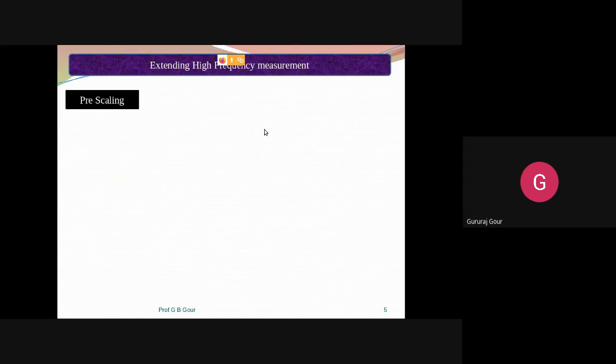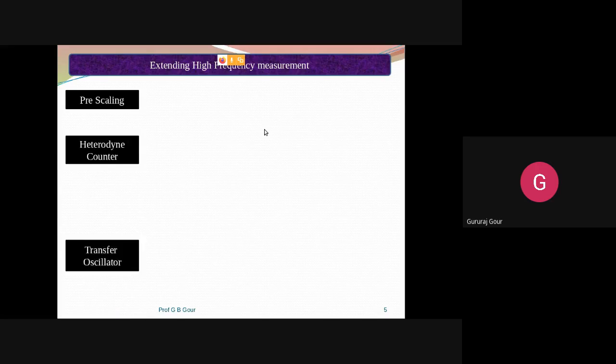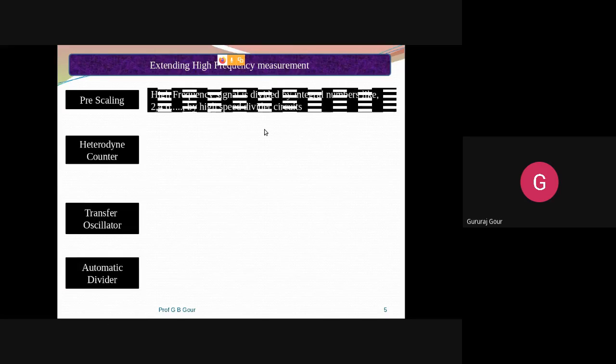The first one is pre-scaling. In pre-scaling, the high frequency signal is divided by some integral numbers like 2, 4, 6, and so on, by high speed divider circuits. Divider circuit means what we saw in the last block diagram.